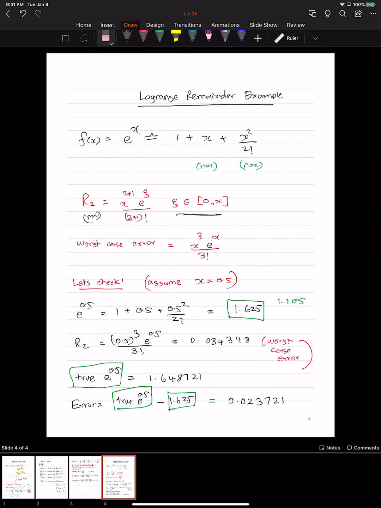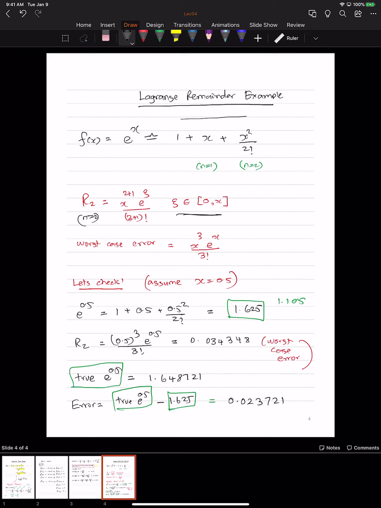Let me give an example about the Lagrange remainder. Let's say we want to approximate e to the power x using 3 terms, that is up to n is equal to 2. And let's say we want to know what the error is. The maximum error, or a measure of error, is given by the Lagrange remainder. That is R2, since n is equal to 2.